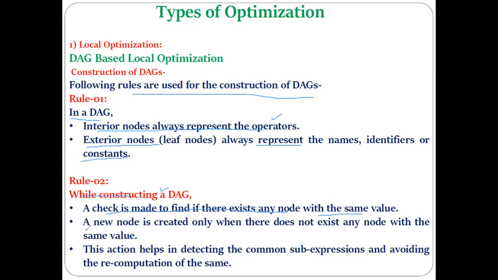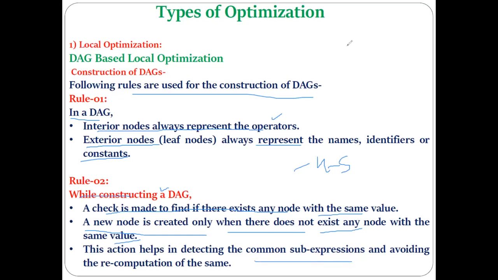As I mentioned here, a new node is created only when there does not exist any node with the same value. If there are 4 to 5 same sub expressions in your code, then only one node is created by using the DAG. According to the properties of the DAG, for the same value only one node exists. Even if there are 5, 4, or 6 same values, for all of them only one node exists in the DAG, and that helps in detecting the common sub expression.